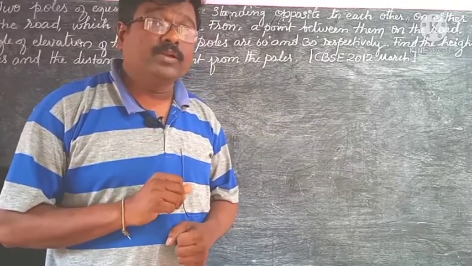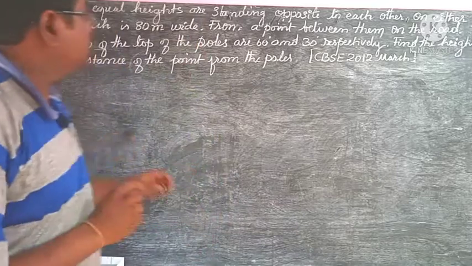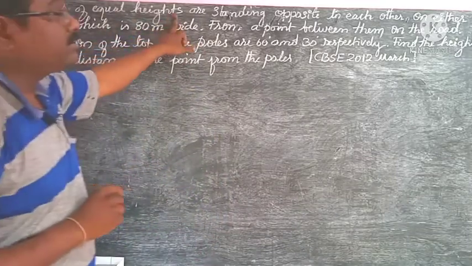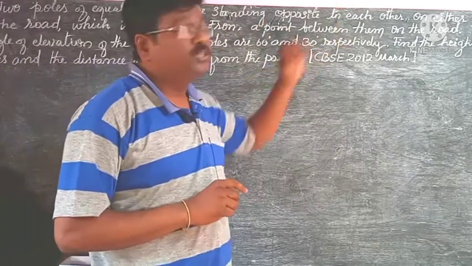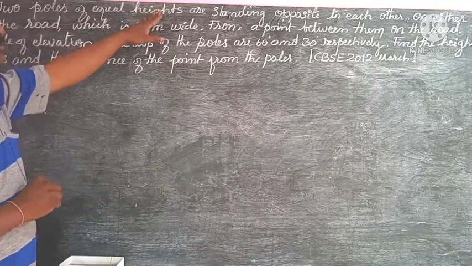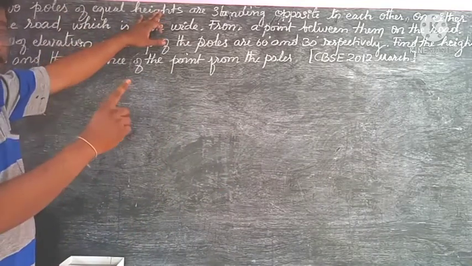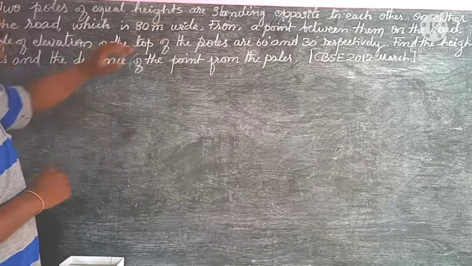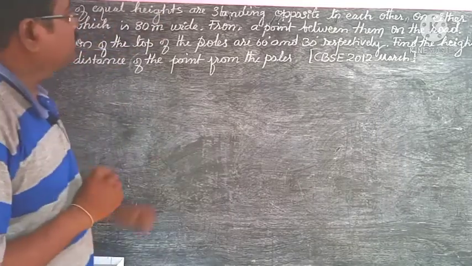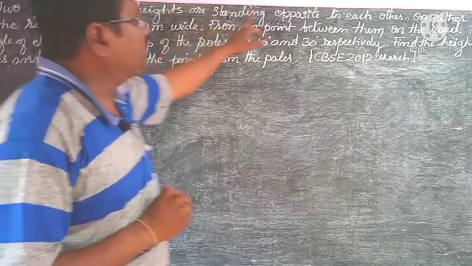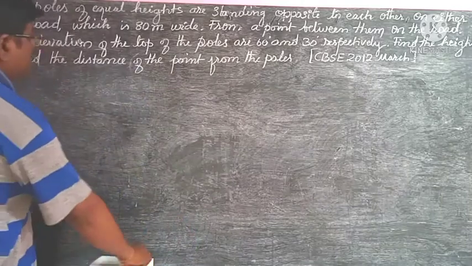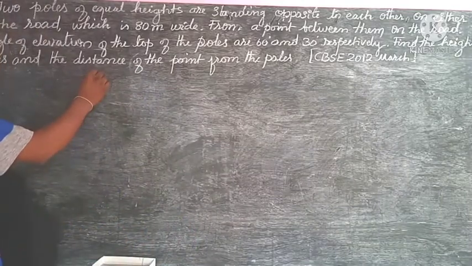Okay, so here the question is: two poles of equal heights are standing opposite to each other. You can read the question and, on the basis of the question, draw the diagram. So the two poles have equal heights and are standing opposite to each other. Now we consider the two poles.